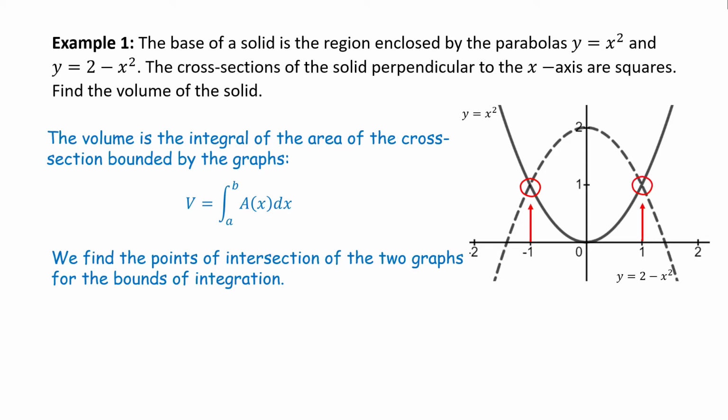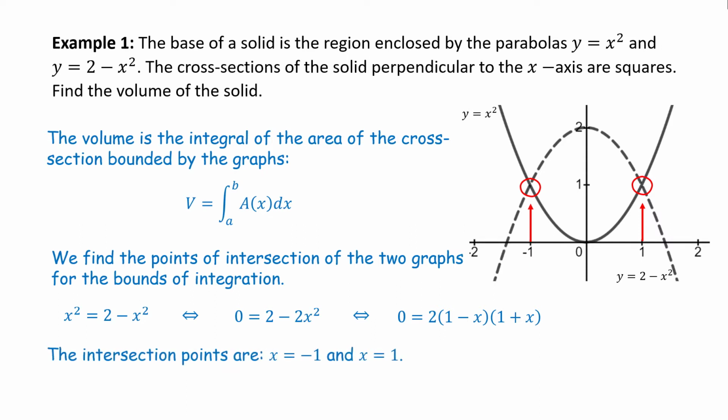We'll set the two parabolas equal to each other. x squared equals 2 minus x squared. We'll set that equal to 0, so 0 is equal to 2 minus 2x squared. Factor out the 2 and then factor the difference of squares, so 0 is equal to 2 times the quantity 1 minus x times the quantity 1 plus x. The intersection points are at x equals -1 and at x equals 1.